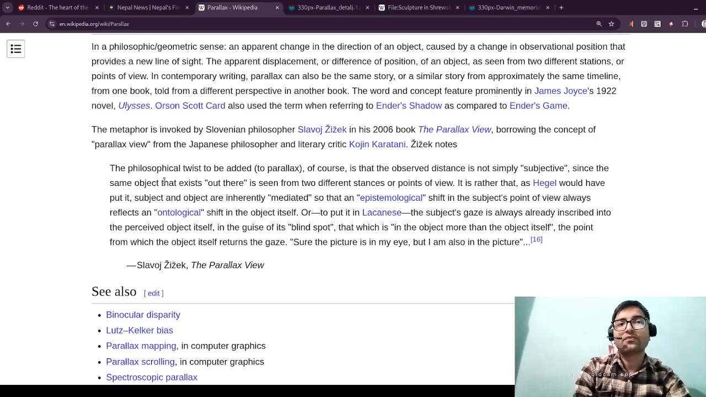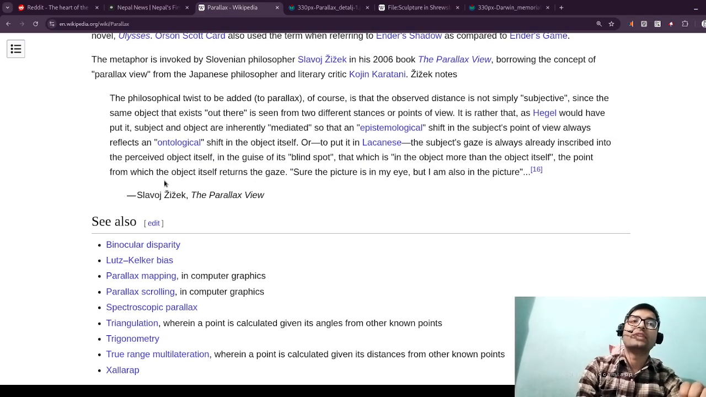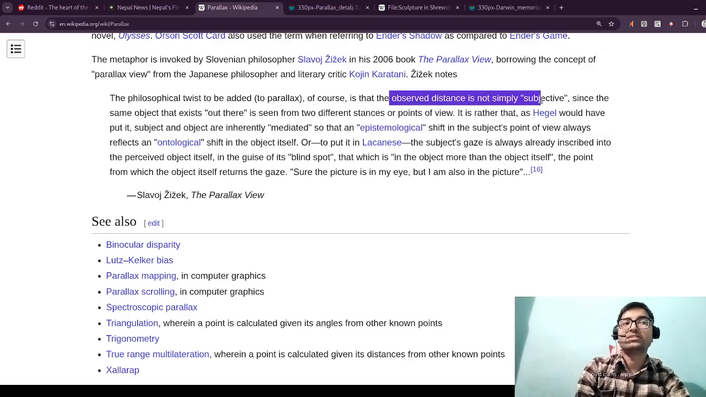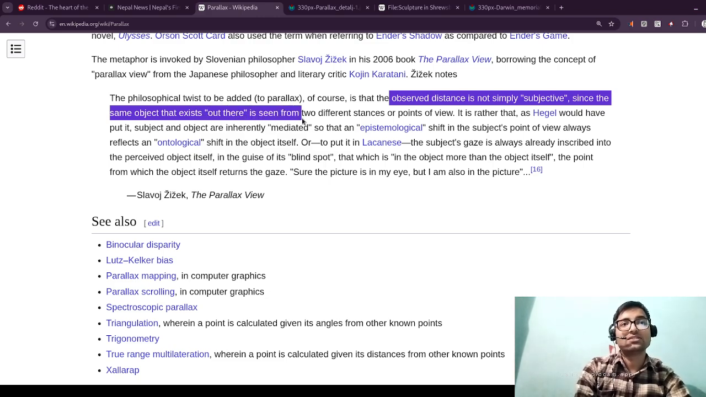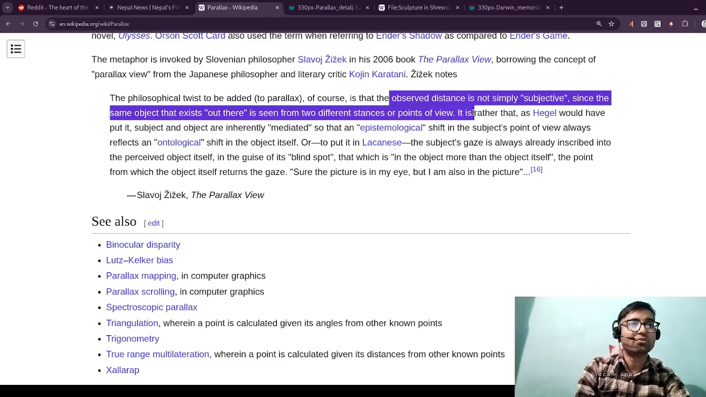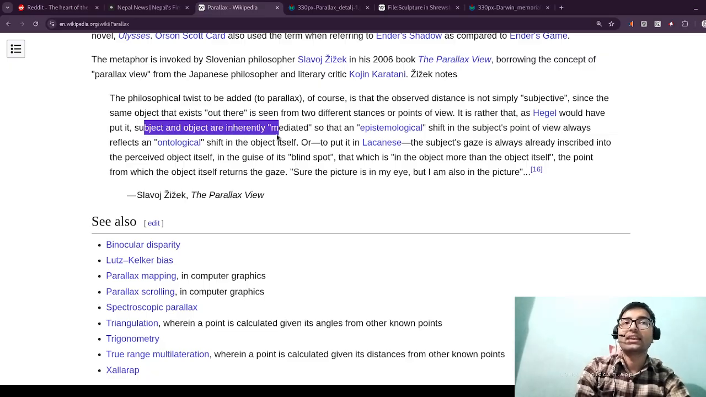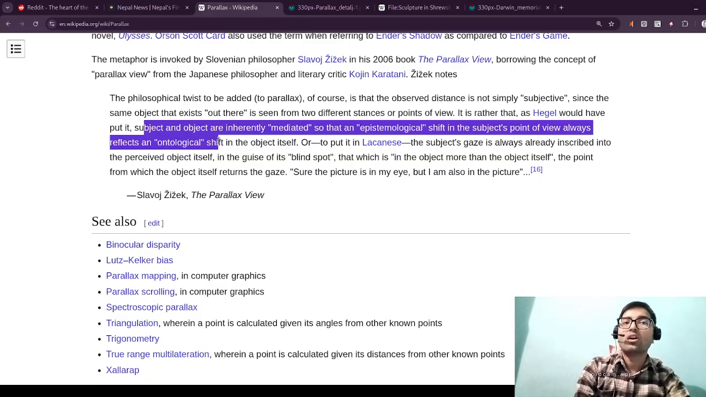Žižek notes: the philosophical twist to be added to parallax, of course, is that the observed distance is not simply subjective, given that the same object exists out there and is seen from two different stances or points of view. It is rather that, as Hegel would have put it, subject and object are inherently mediated, so that an epistemological shift in the subject's point of view always reflects an ontological shift in the object itself.